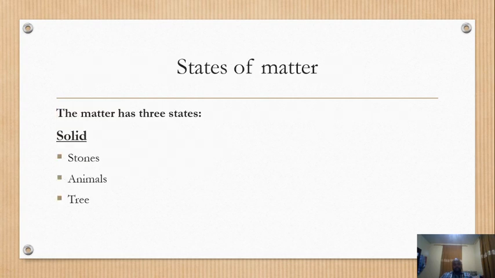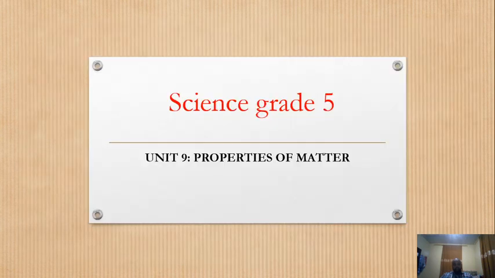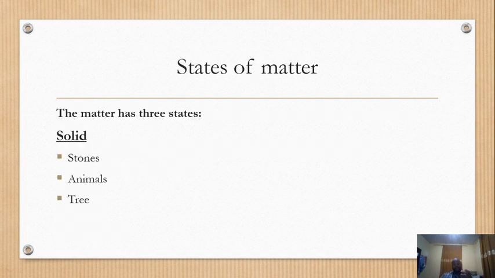Let's recap what we have discussed so far. Properties of matter. What's matter? Matter is anything that has a mass and volume. Everything that we see around us, including ourselves, is matter. Examples of matter include books, desks, smoke, and others.